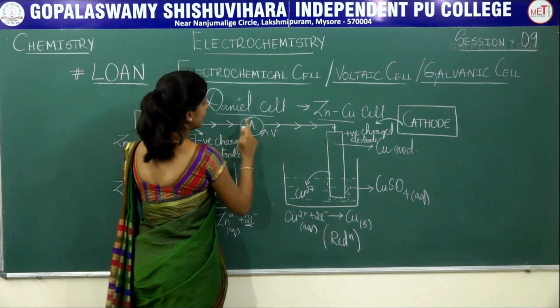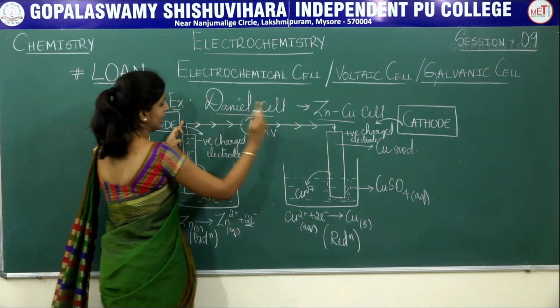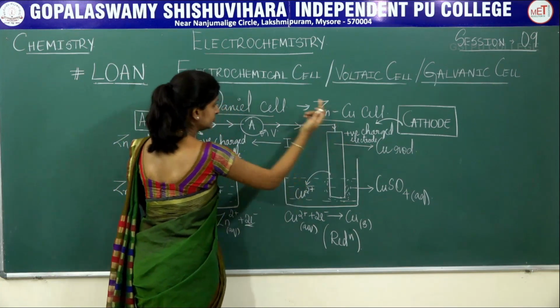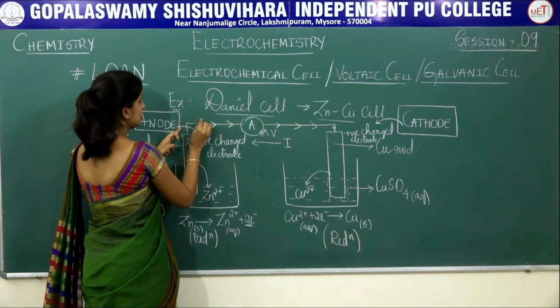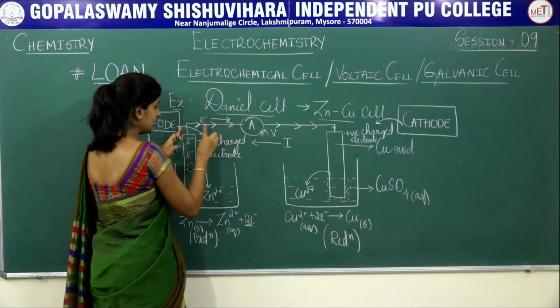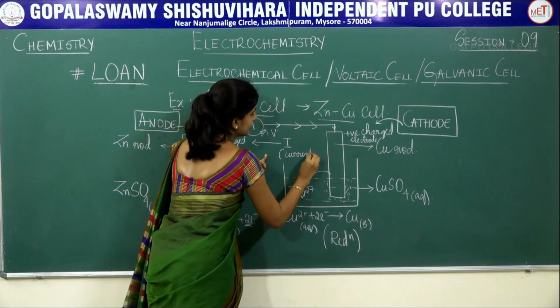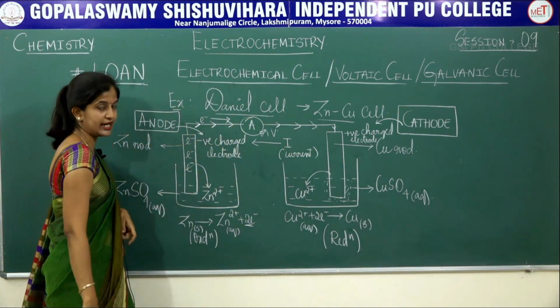Since the electron is moving from your anode to cathode, the current will be moving from cathode to anode. So this is your electron movement, in this direction, while current is in the opposite direction.